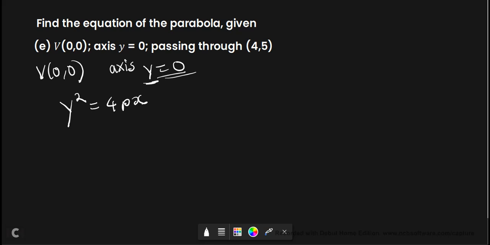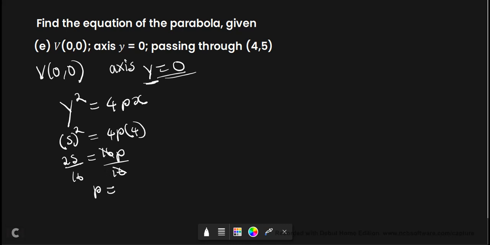Then it is passing through 4, 5. So the y value is 5, and you square it there. For what are we doing that? We want to find the value of p. Then the x is 4. So 25 equal to 16p, over 16 over 16, and you divide there. What is your p? Your p is 25 over 16.